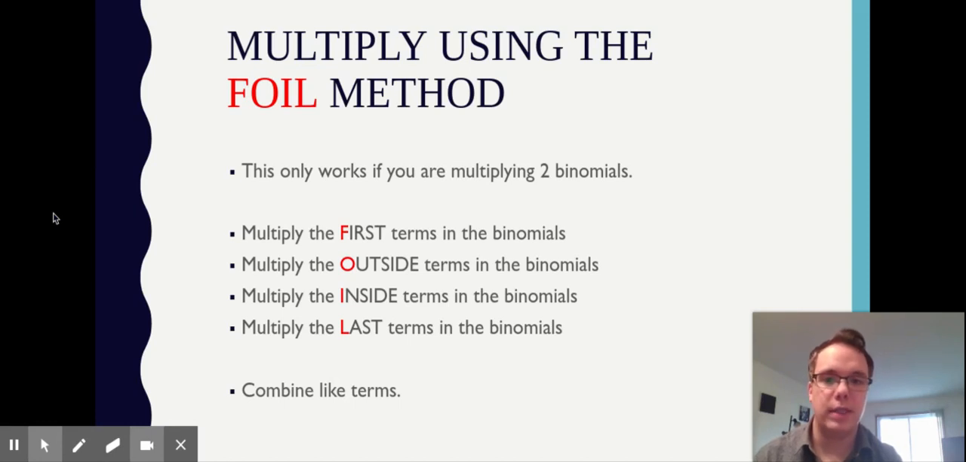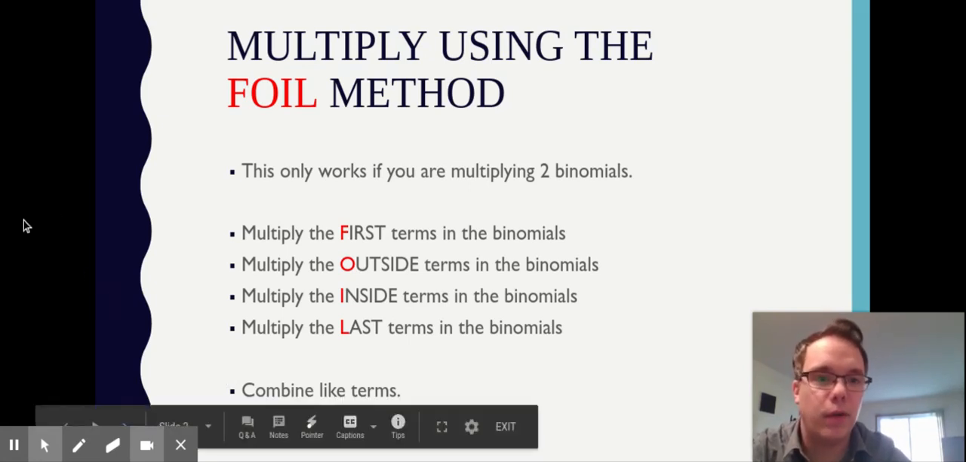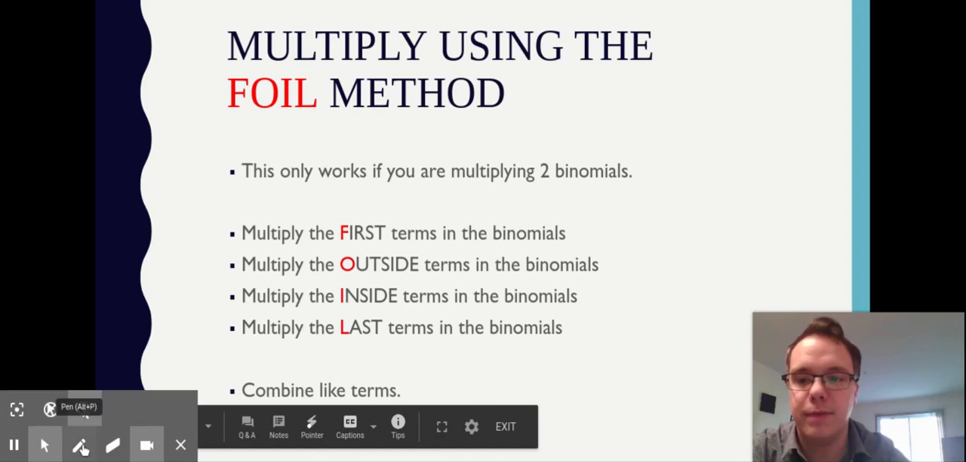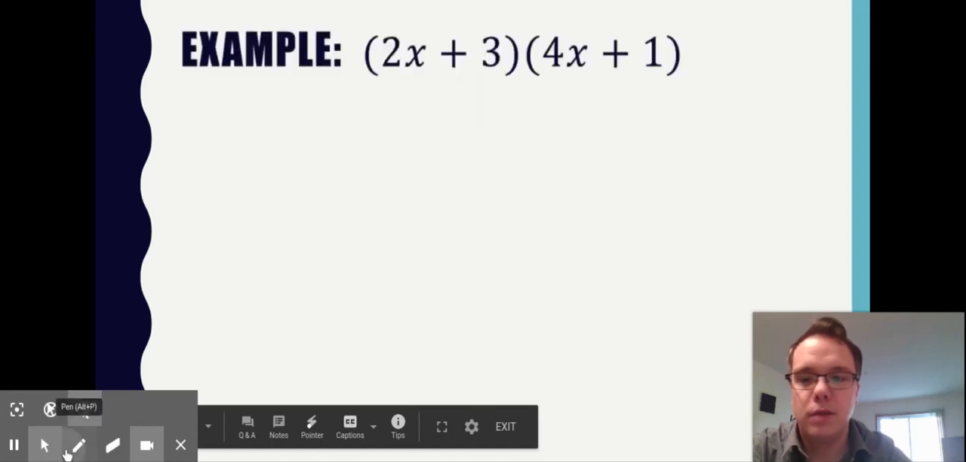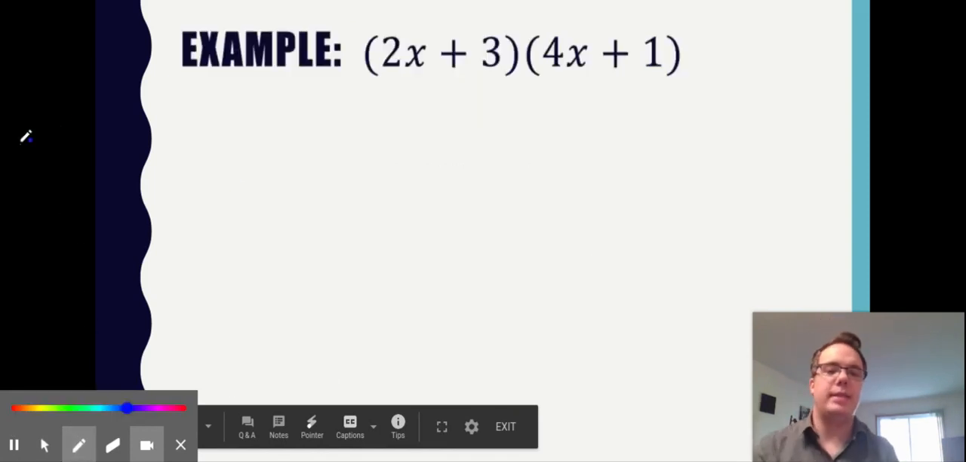Because to FOIL, we're going to take the first terms and multiply them together, then the outside terms and multiply them together, then the inside terms, and then finally the last. So notice first, outside, inside, and last spell the word FOIL, and that's what makes up that acronym. We need to remember those words while we are multiplying. And then just like the box method, we're going to combine our like terms to simplify. That's going to make a whole lot more sense with this example.